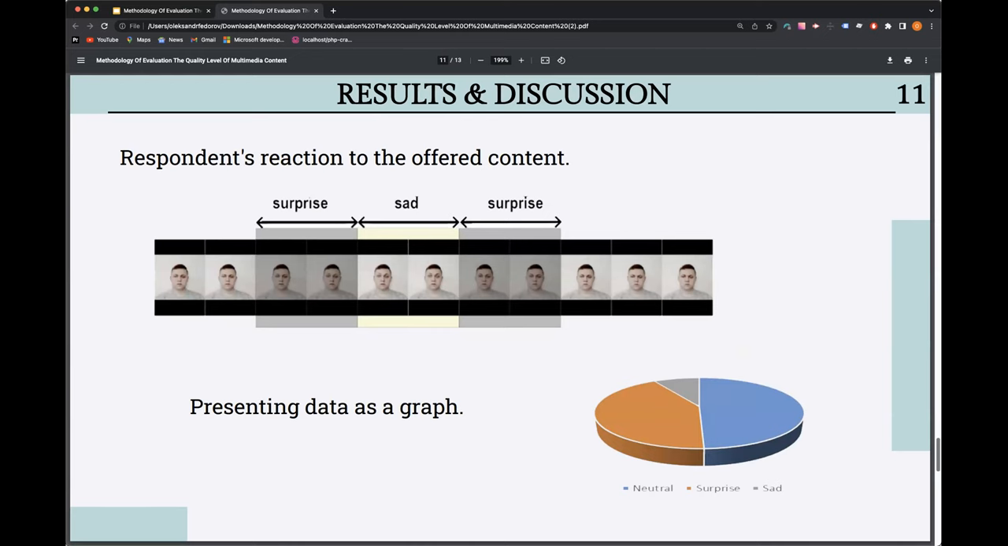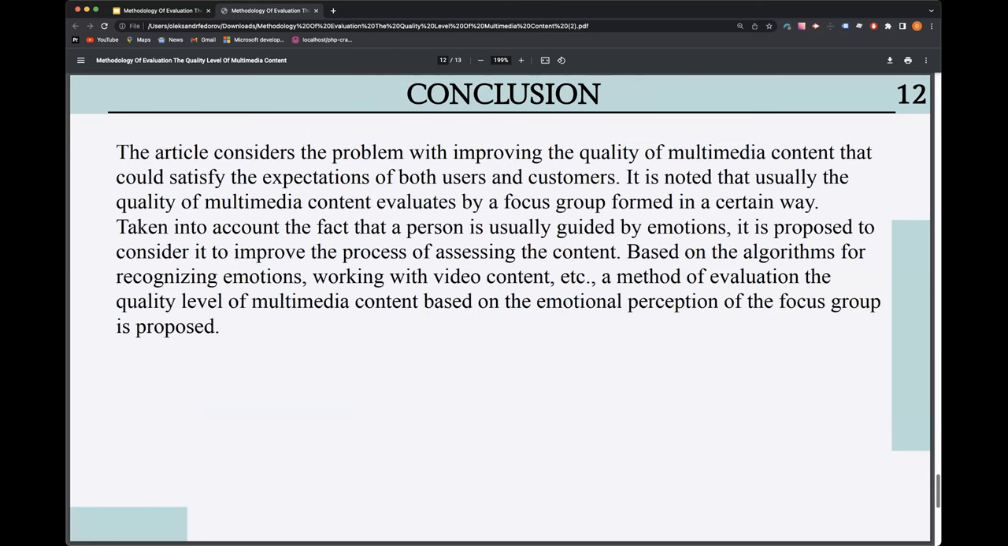According to the results of the experiment, the obtained data can be presented to a customer in both tabular form or graphic form. On the graph presented, the customer can see a complete picture of the respondent's emotional perception of the entire video content. This article considers the problem of improving the quality of multimedia content that could satisfy the expectations of both users and customers.